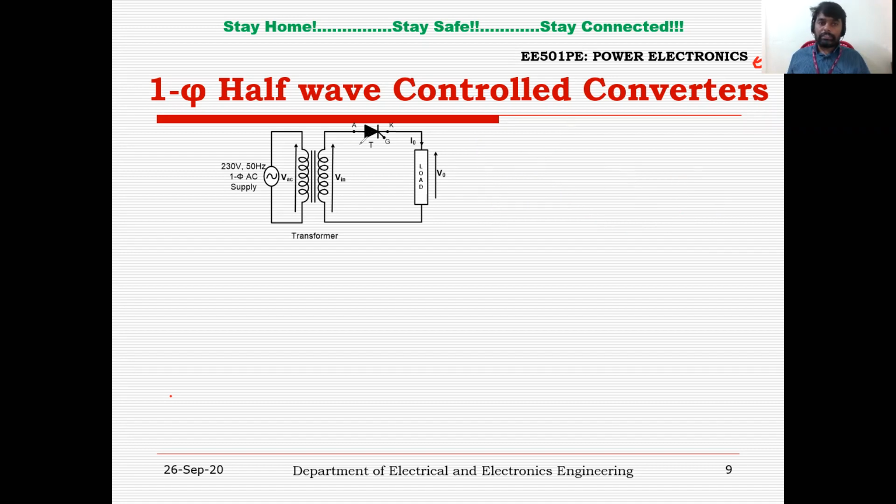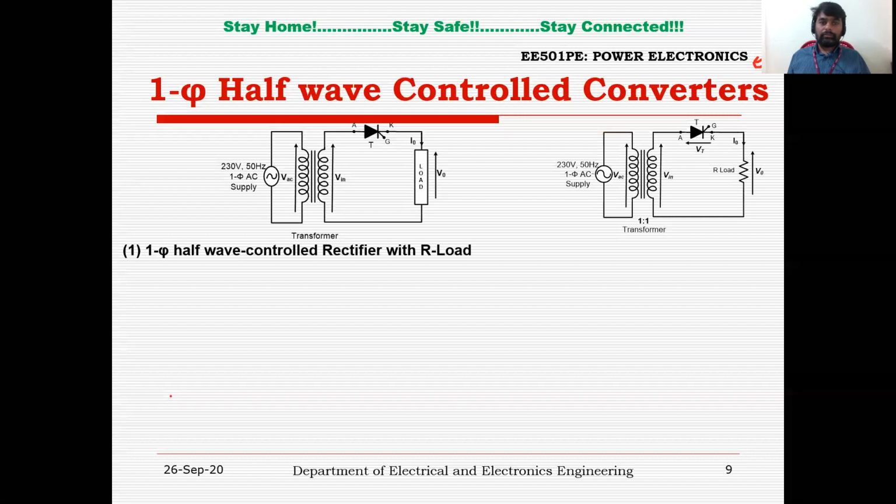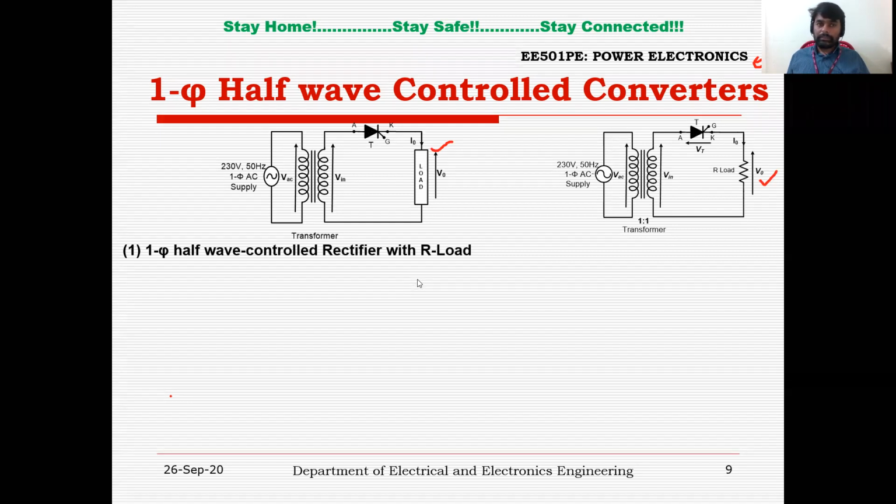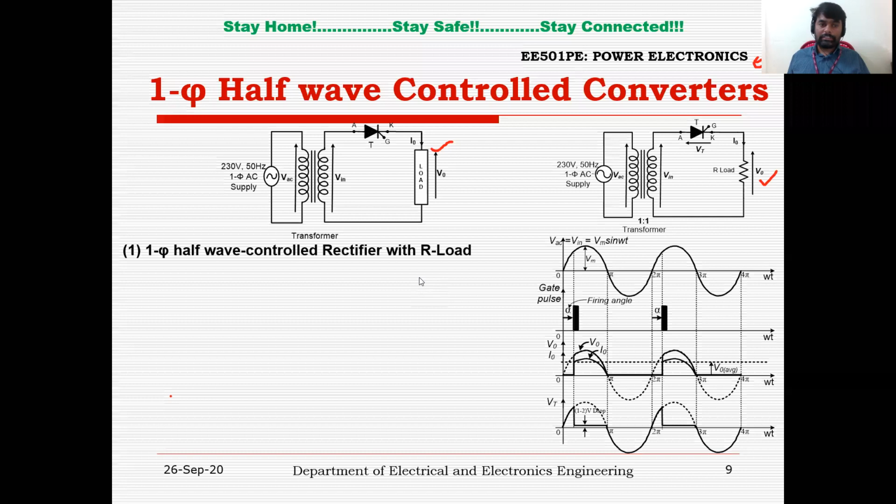For this configuration, we can use only the positive half cycle. To control the negative half cycle, you can interchange the positions of the anode and cathode terminals. Now this is the single phase half wave controlled converter with R load. I am replacing the load with this resistive load, and this is the equivalent circuit in case of half wave controlled converter with resistive load.